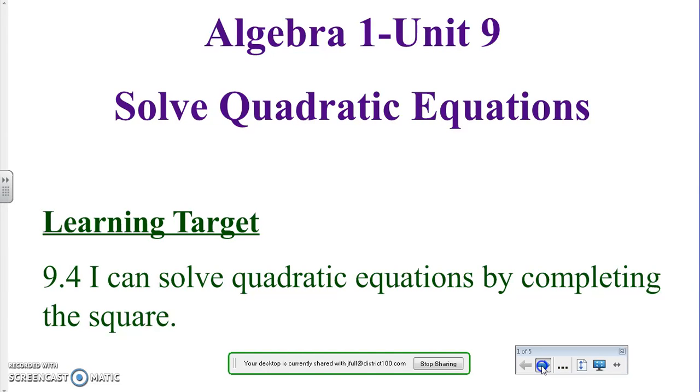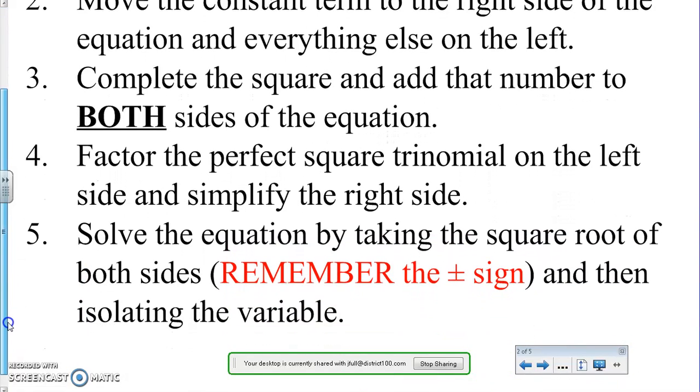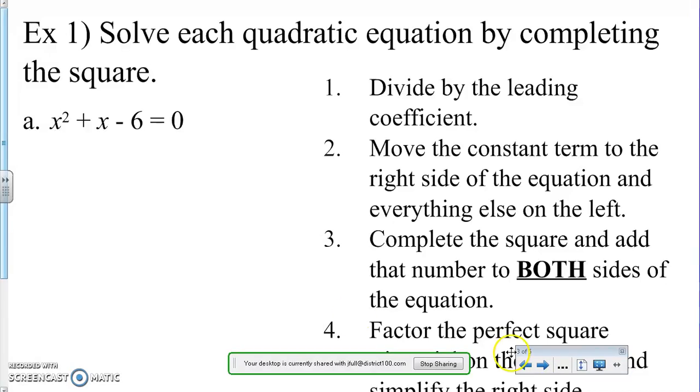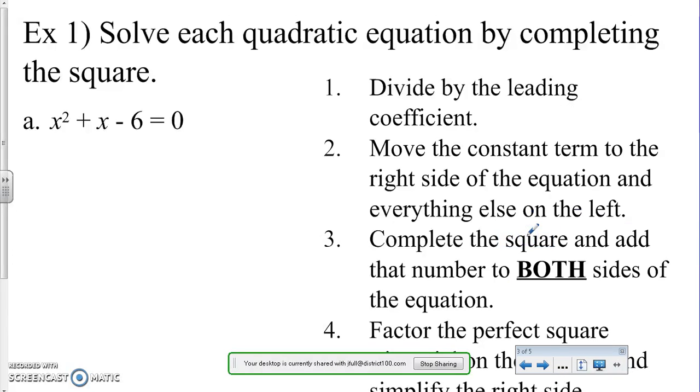whole numbers. So, same process here: divide by the leading coefficient, move the constant term over, complete the square and add the number on both sides, factor the left, simplify the right, and then take the square root to solve. So let's look at what happens here. Notice in this problem that there is not a leading coefficient, so we don't have to divide first. Okay, but when I go to complete the square there, I'm going to run into some issues.